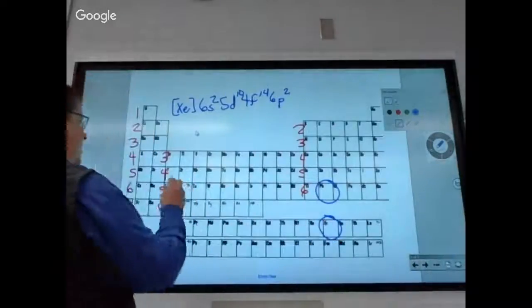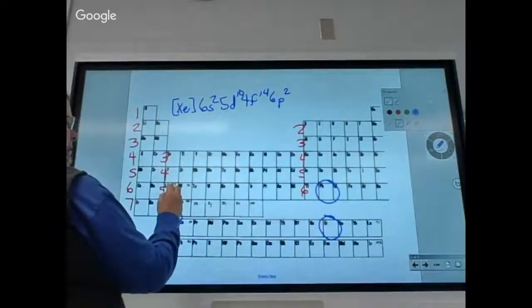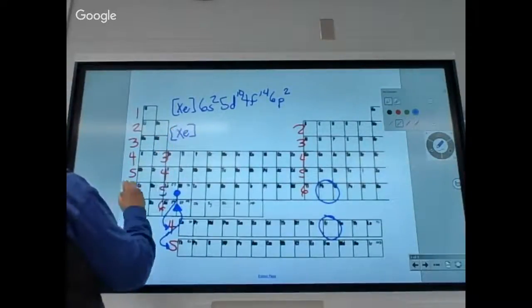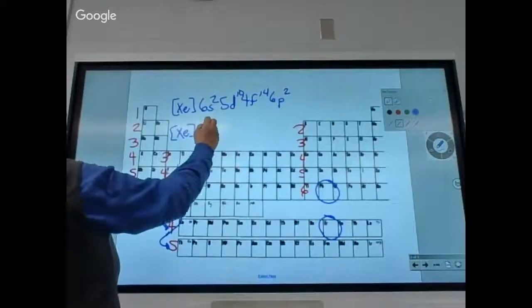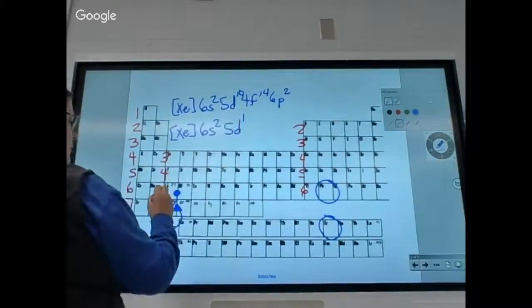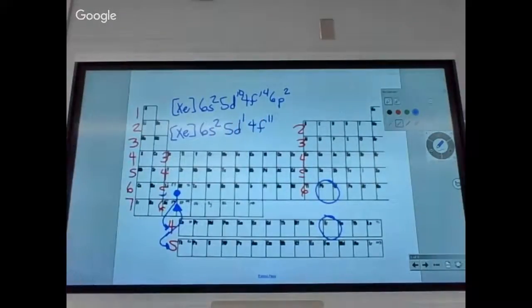This whole row sits at the circle. So if this whole row sits at the circle, what's the noble gas? Xenon. And then 6s2, 5d1, 4f11. And you're done.